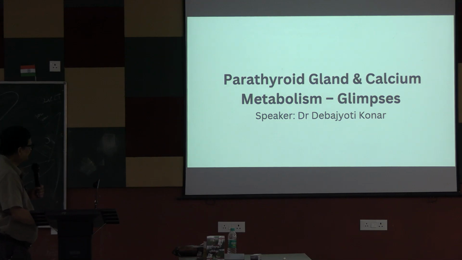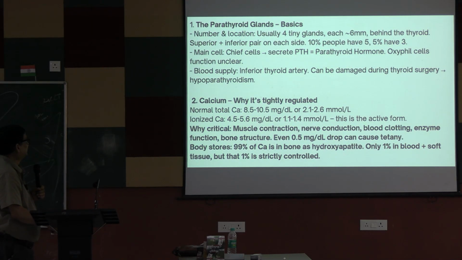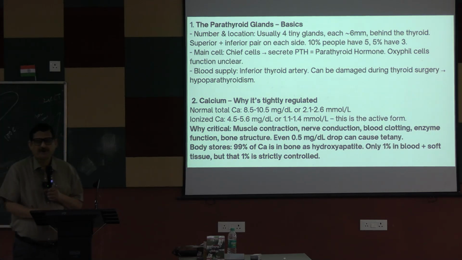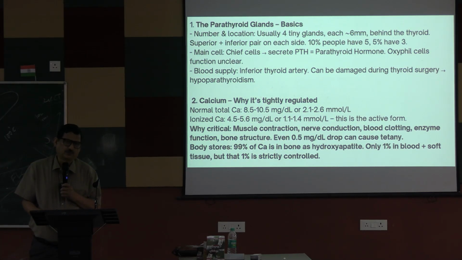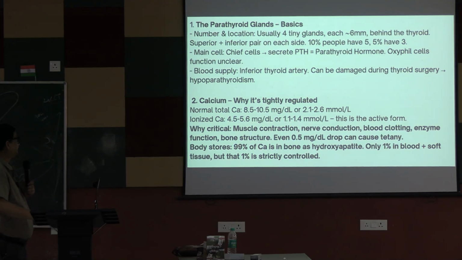Parathyroid gland and calcium metabolism. Basics: how many parathyroid glands are there? 4, both sides, upper and lower. 10% of people have 5, 5% have 3. The main cells are chief cells, which secrete parathyroid hormone. Oxyphil cells are there but their functions are unclear. Blood supply is from the inferior thyroid artery and can be damaged during thyroid surgery, leading to hypoparathyroidism.